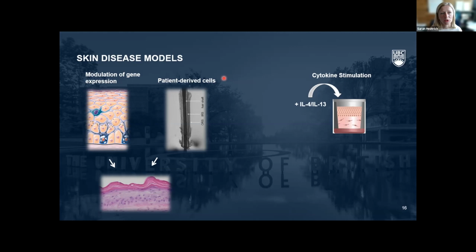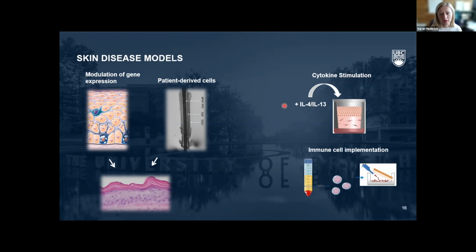There are different ways to do that. For example, you can directly supplement disease-relevant cytokines. We are interested in atopic dermatitis, so we are mainly focusing on interleukin-4 and 13. And there's a lot of work going into the direction of immune cell implementation.